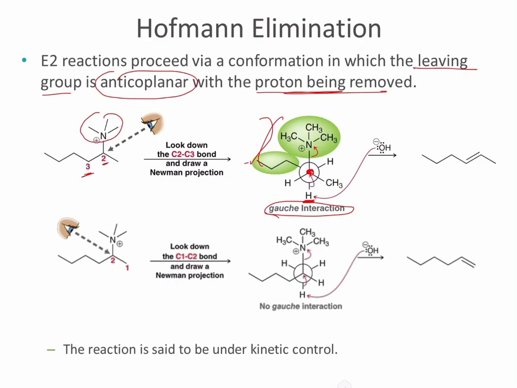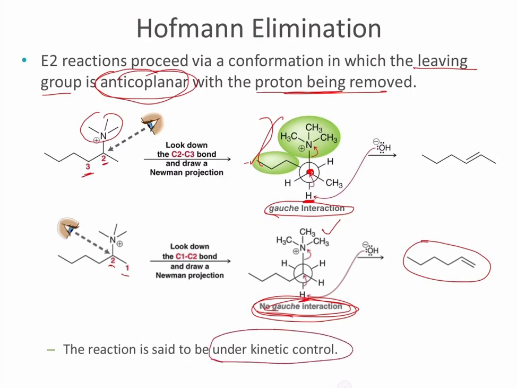So if we look at it through carbon C2 and C1 and we try to do the same, so we align both the leaving group and the proton being removed to be anti-coplanar, then there's no gauche interaction. Okay, so the intermediate here is stable, but the product is the one which is less stable. So we can say the reaction is under kinetic control.